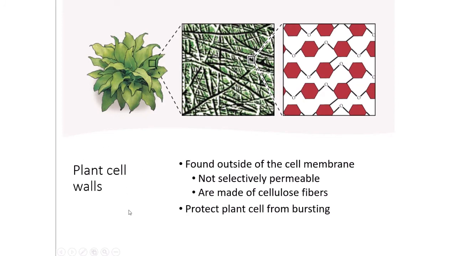Another thing that is found in plant cells but not in animal cells are these cell walls. Okay, so the cell wall exists outside of the cell membrane. We learned that in lecture 2, the cell wall is made up of cellulose, which is a type of polysaccharide. They are very, very strong fibers, and that's actually going to protect the plant cells from bursting.